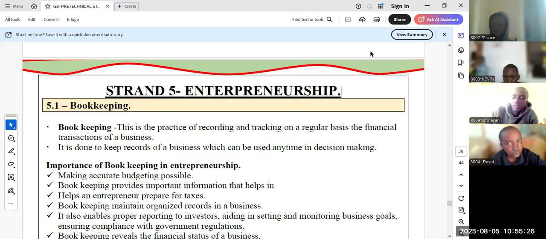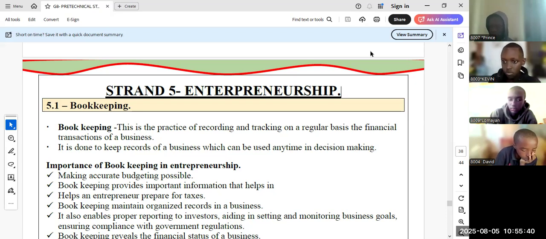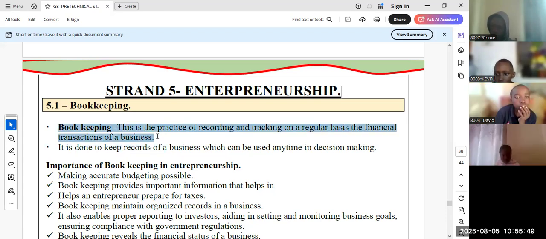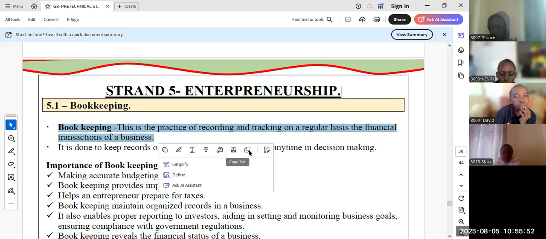Now, from your screen, Lomayan, what is bookkeeping? This is the practice of recording and tracking on a regular basis the financial transactions of a business. Boys and girls, we are looking at bookkeeping as far as entrepreneurship is concerned. And ensure your mics are on mute mode unless asked to speak.